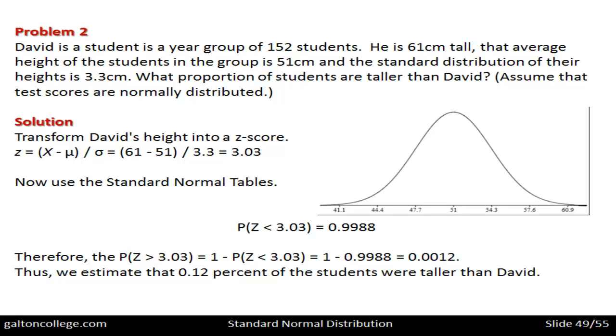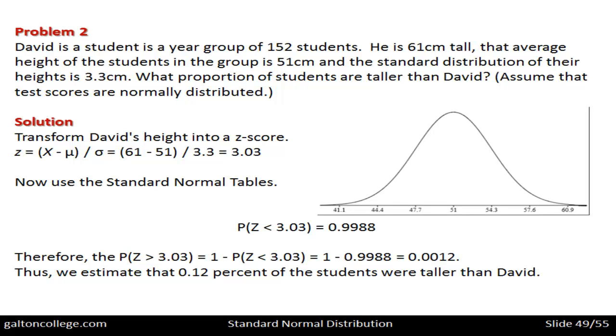The probability that z is less than 3.03 is equal to 0.9988. Therefore, the probability that z is greater than 3.03 is equal to 1 minus the probability that it's less than that number, which is equal to 1 minus 0.9988, which is equal to 0.0012. Thus, we estimate that 0.12% of the students were taller than David, which makes absolute sense.